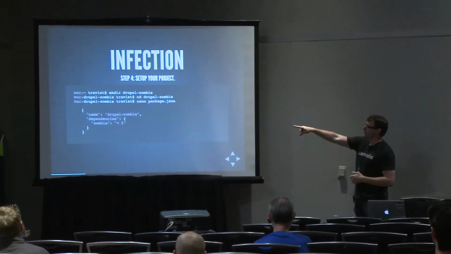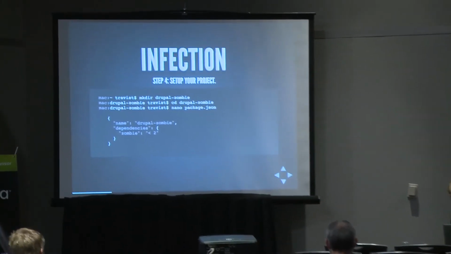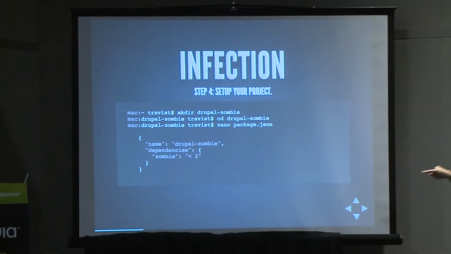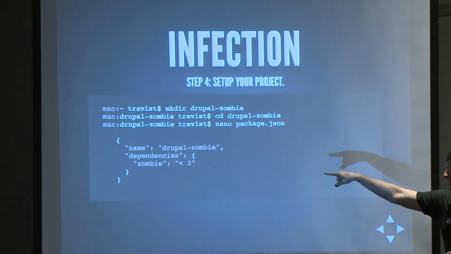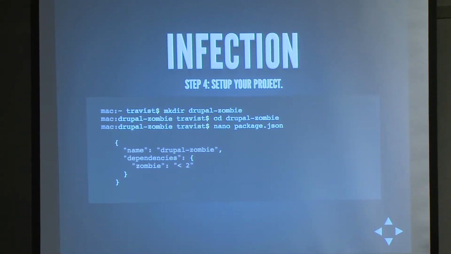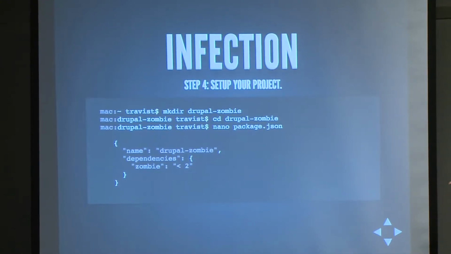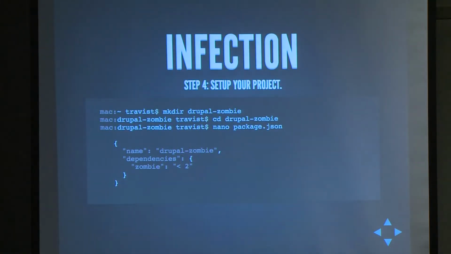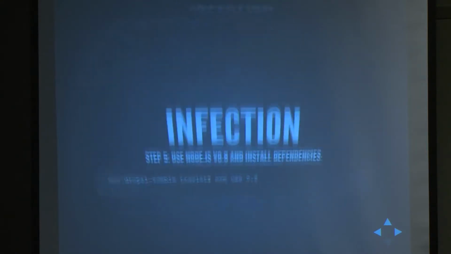So you just say, I want my name to be Drupal Zombie. My dependencies is Zombie. Here's another thing. You notice it's less than 2. I did that because Zombie came out with a new version that is not production ready. There are some hiccups. So just say less than 2 and it'll install the latest version of the 1.x branch, and you'll have no problem at all getting all of these examples to run. But that's what I love about Node Package Manager, something like that is very simple to configure.